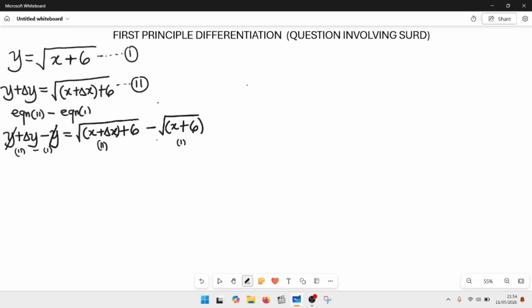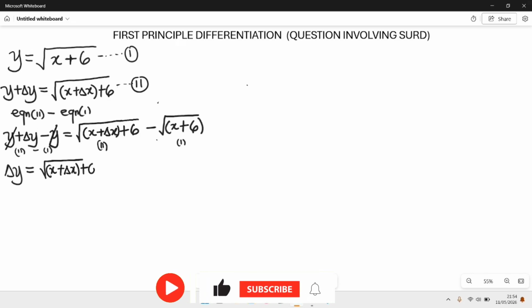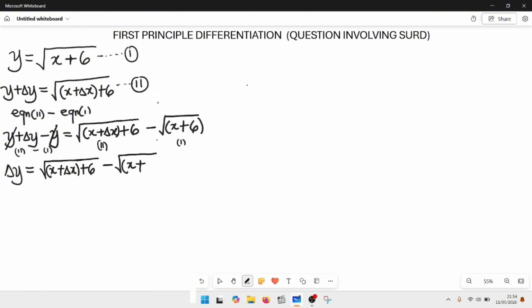This y cancels this y. I'm left with delta y is equal to the square root of x plus delta x plus 6 minus the square root of x plus 6. So what do we do with this? How do we apply this? Right, it's very simple. We're going to apply a trick called surd conjugate.